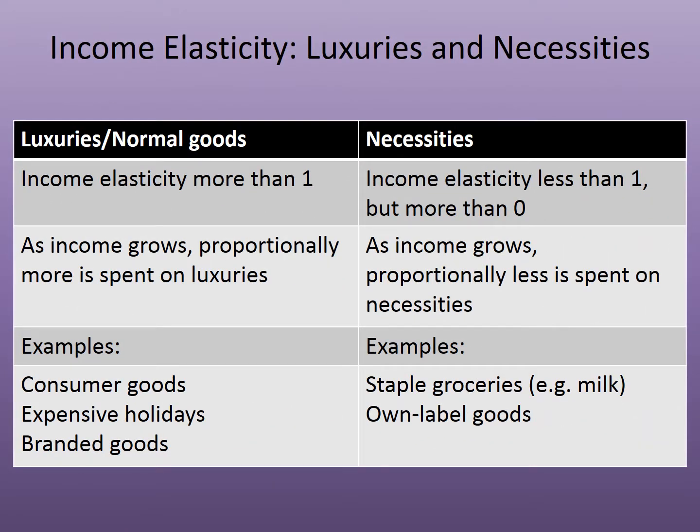So luxuries and necessities. Income elasticity more than 1 is a luxury or normal good. As income grows, proportionately more is spent on luxuries. So you'll take better holidays, you'll buy branded goods, you'll buy more consumer goods. And then we've got necessities, so inferior goods, which have income elasticity less than 1, but more than 0. As income grows, proportionately less is spent on necessities. So like staple groceries like milk, own label goods.